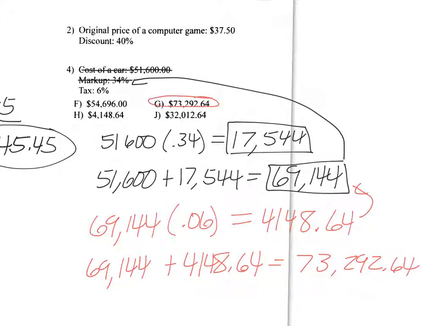Now, thinking about it logically, we know H is out because that is way too small an amount. If we're marking it up and taxing it, we're going to be way over this. I also know J is out because that is less than what the original cost was. So it's got to be something bigger than that. Well, 34% of 51 is way more than just like $3,000, which is all that increase is. So logically, we should have known it was G, but this is exactly the steps involved in doing it.